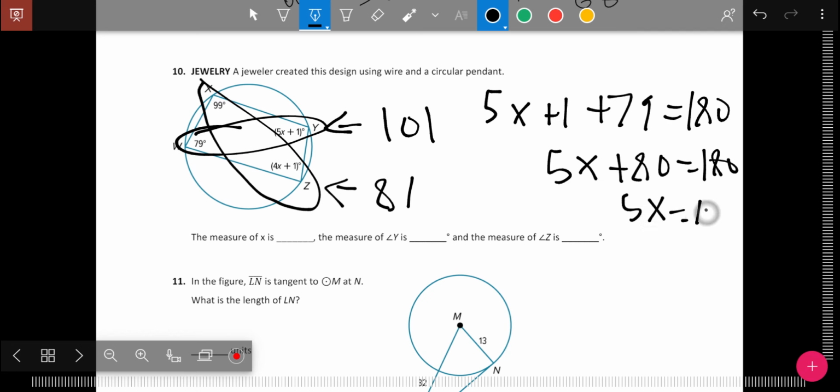5x equals 100. And so x equals 20. But x doesn't work out the same both directions, and that's a fallacy of this problem. And so I apologize for that. But you get 101 here and 81 there. And then x could be like one of two different things. And that's not right. That's not fair. But that is how, unfortunately, that works.